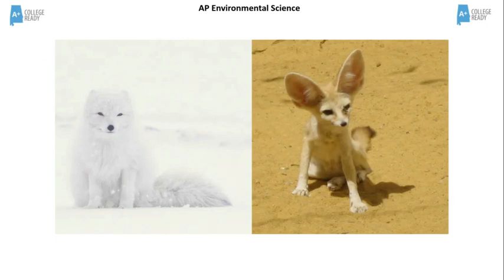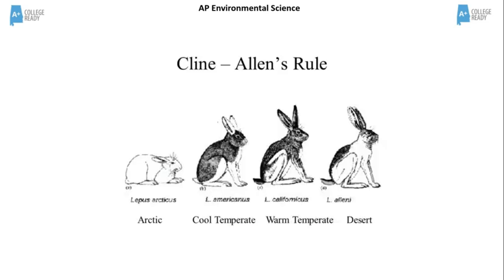Compare the ear sizes. The desert fox has larger ears, which helps in cooling his body. More heat is lost through the surface area of the large ears. And here's Allen's rule again.